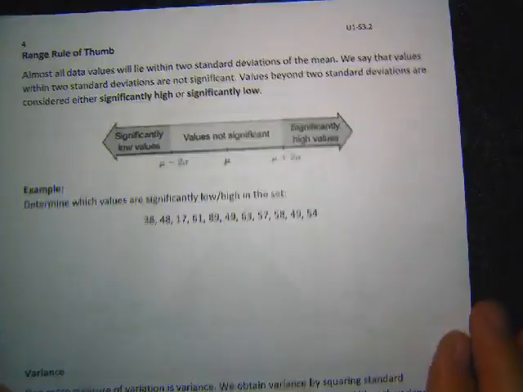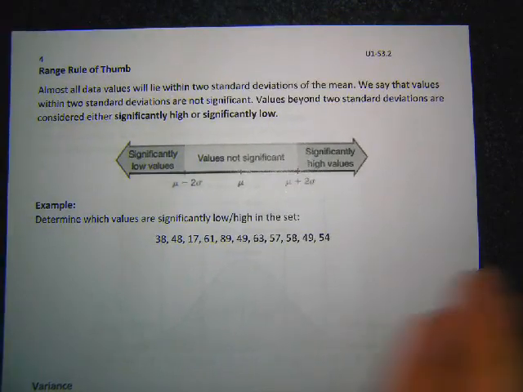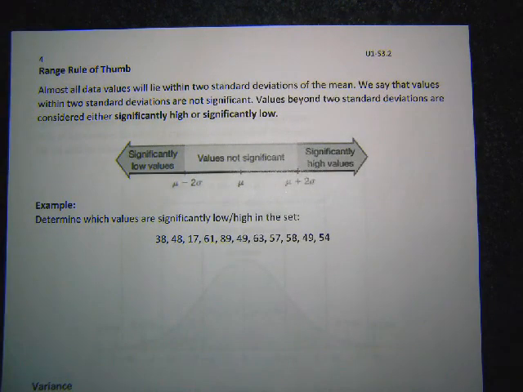Okay, let's talk about the range rule of thumb. The spread of data is important. How spread out the data is is very important, and we can actually tell a lot just by looking at things like the standard deviation. If we know that, we can tell a lot about the set of data.